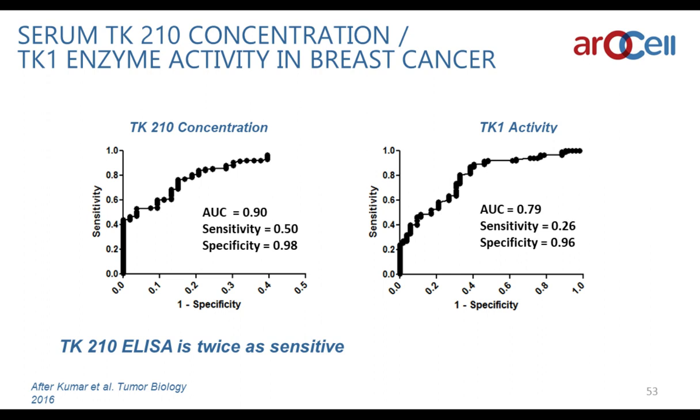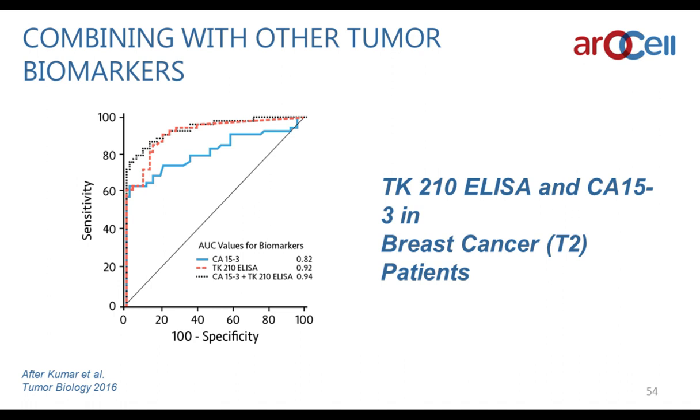But more importantly, if you look at the sensitivity, for the TK210 concentration it is 0.5, and for the TK1 activity it is 0.26, both with similar specificity. So the ELISA is about twice as sensitive for measuring TK1 in subjects with breast cancer. As I said, it can be combined profitably with other tumor markers.